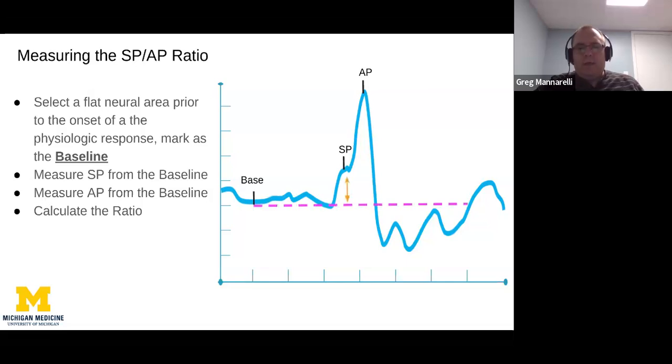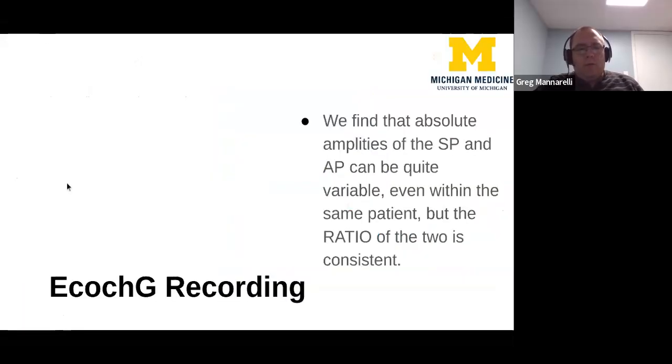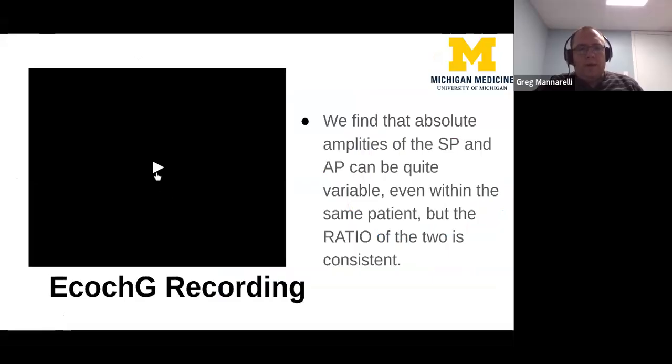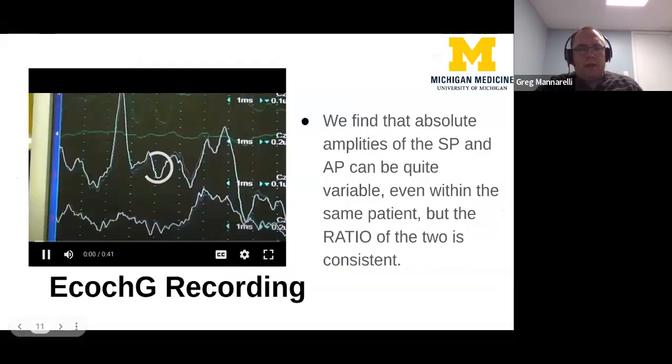So in this case, you would measure from that line to the summating potential, which happens to be 0.3 microvolts. Then you're going to measure from that line to the AP, which here is 1.2 microvolts, and then you do some math, and that turns out to be about a 0.25 ratio. And so I'm going to show a little video. This is just a little video of a live recording on a clinic patient.